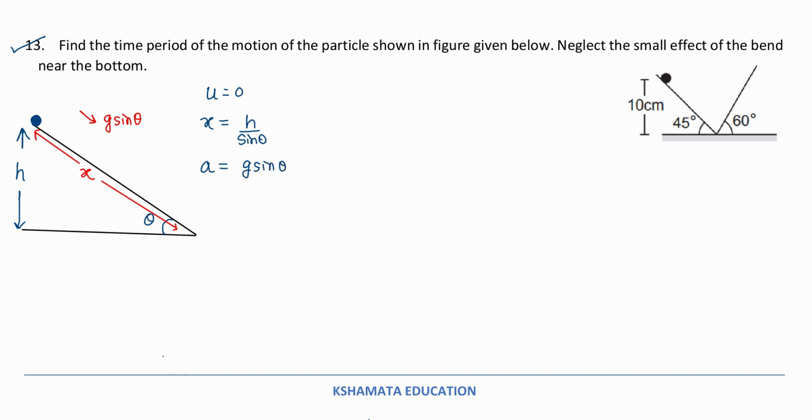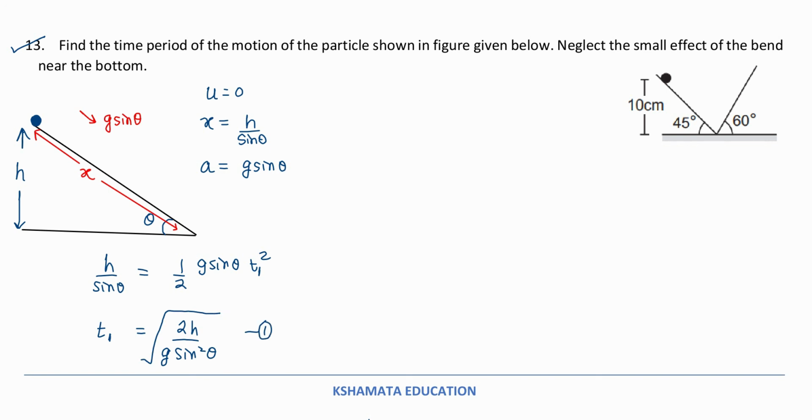So from here I can calculate that the time taken for its downward journey, h upon sine theta, is equal to half g sine theta t squared, or I can call this t1. So t1 here is turning out to be the square root of 2h upon g sine square theta. So this can be written as the first part of the equation.